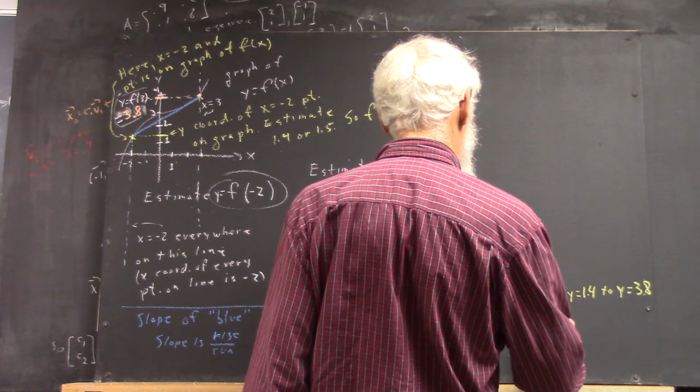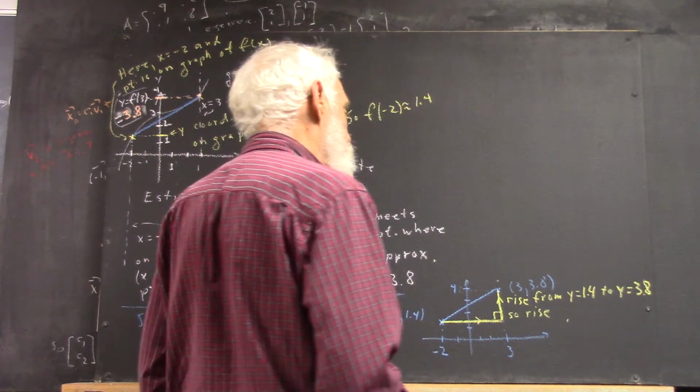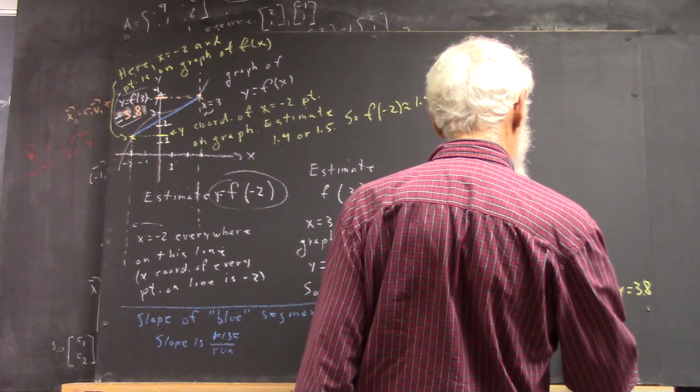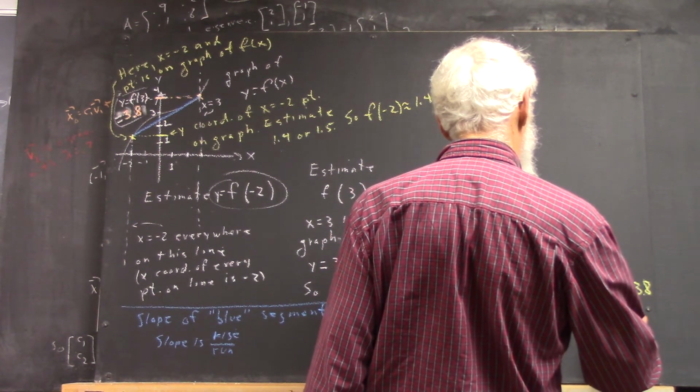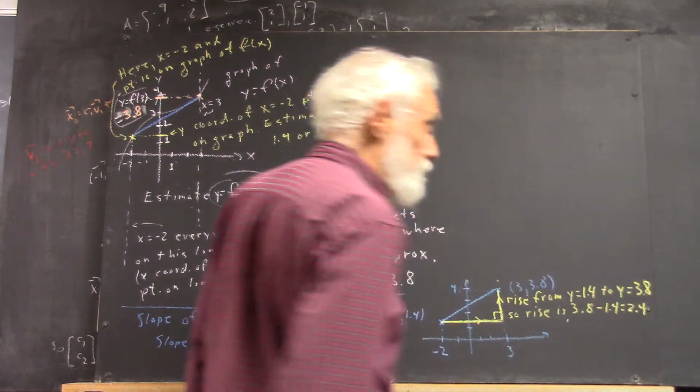I think you said it right. I didn't quite hear it because I was making noise. 2.4? Yeah. So the rise is 3.8 minus 1.4 equals 2.4. Okay?